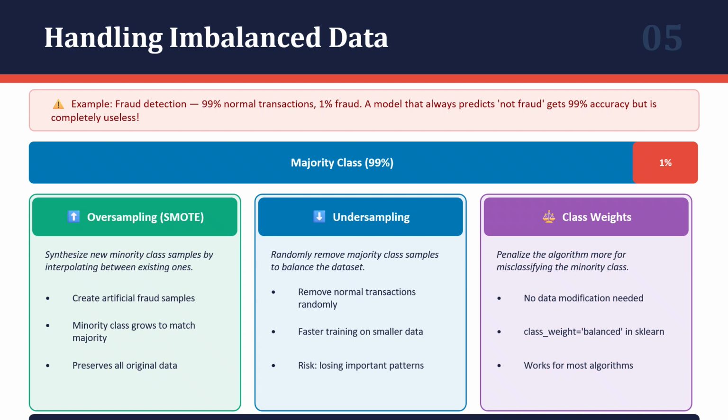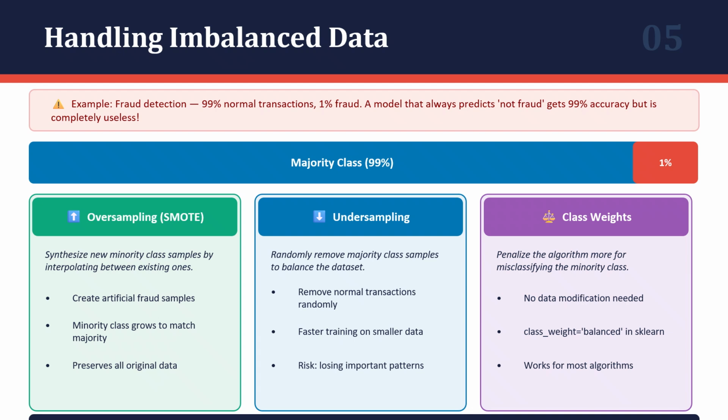How to handle imbalanced data? Imbalanced data is one of the most common and trickiest problems in real world ML. A data set where one class significantly outnumbers the other classes, that is imbalanced data. Real world examples: credit card fraud, 0.1% fraud transactions are there. Disease diagnosis, 95% healthy and 5% disease. Manufacturing defects, 99% good products, 1% defective. Network intrusion detection, rare attack packets among normal traffic.